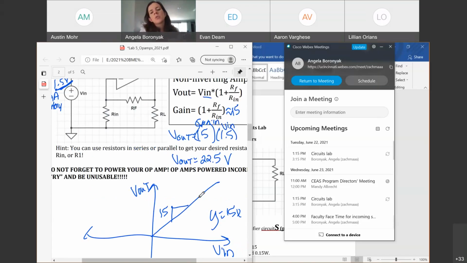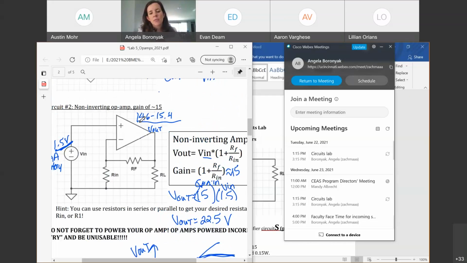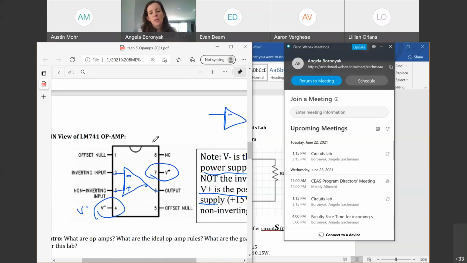In reality, though, this slope will only be linear, what we think it should be, up to a point, and that point is what power we supply it. So what are we giving in power to our op amps here? What are we connecting to our positive power supply, V plus here?